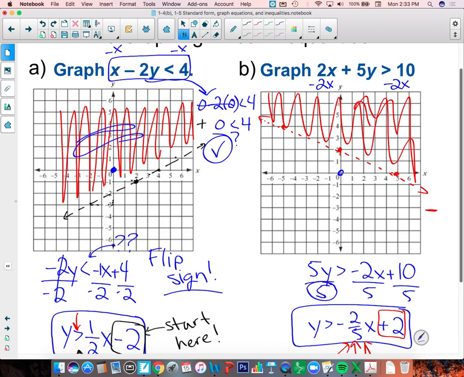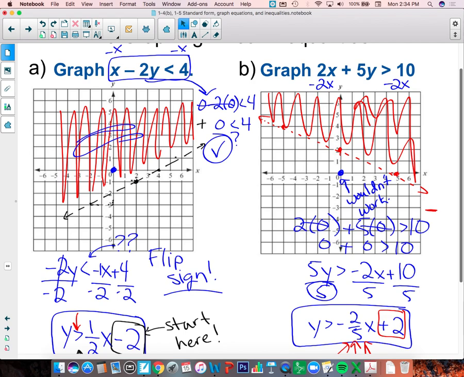But now if I plug in a 0, 0, since it's not in my shaded portion, that would not work if you checked it. All right, so if I check this, if I plug in a 0, so 2 times 0 plus 5 times 0, is that greater than 10? Well, this would be a 0 plus 0, that's a 0. Is 0 greater than 10? No, it's not. So that means we did it correct because 0 is not in the shaded area. So we did it correct by shading away from 0.